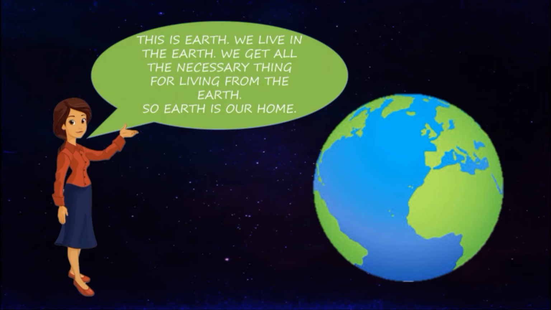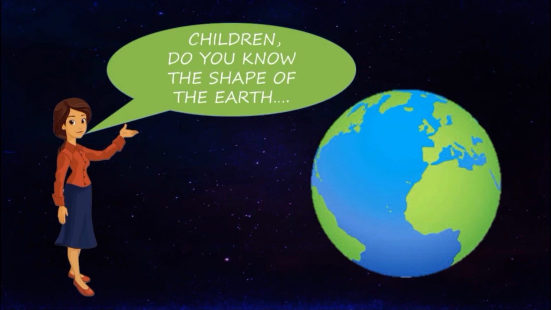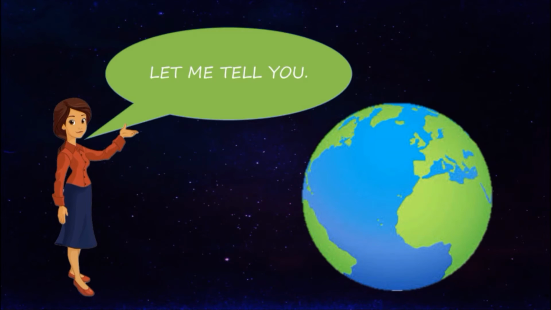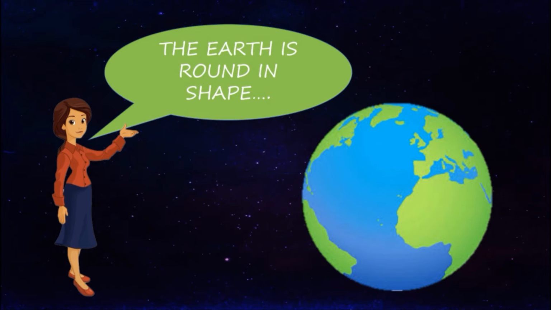Now, this is the Earth. We live on the Earth. We get all the necessary things for living from the Earth. So, Earth is our home. Children, do you know the shape of the Earth? Let me tell you. The Earth is round in shape.